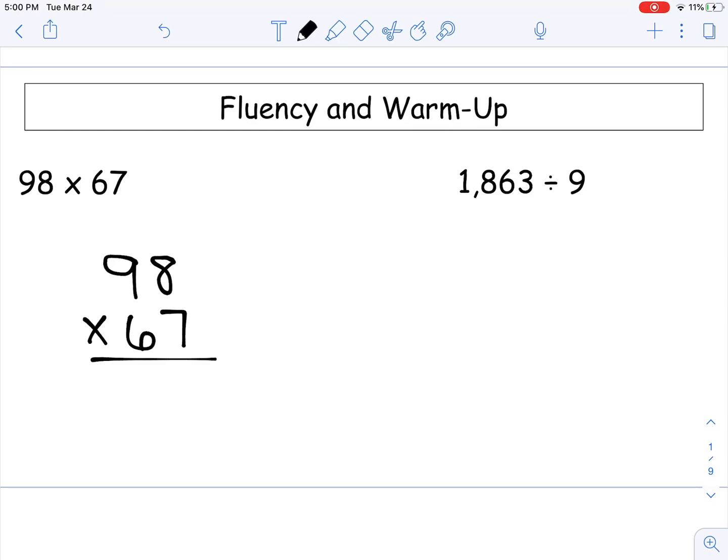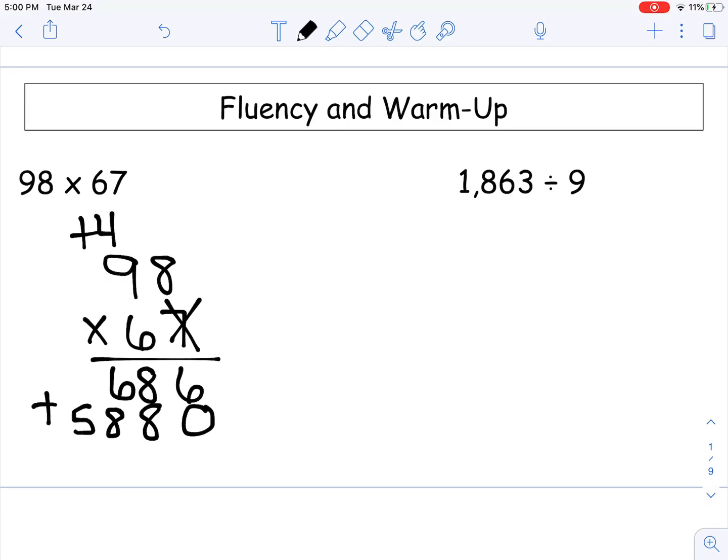Okay. 7 times 8 is going to give us 56. Carry our 5. 7 times 9 is 63, plus 5 is going to give us 68. I'm done with the 7, so placeholder 0 because that 6 really means 60. And I'm going to erase what I carried so I don't get confused. 6 times 8 is 48. So I carry that 4. 6 times 9 is 54, plus 4 is going to give me 58.